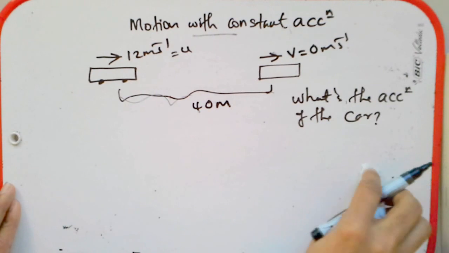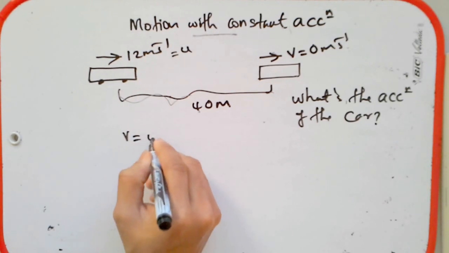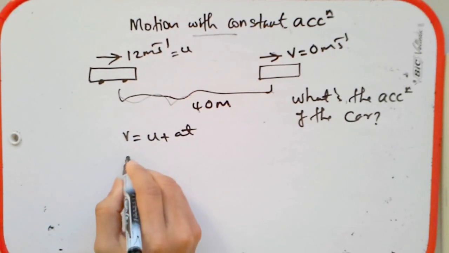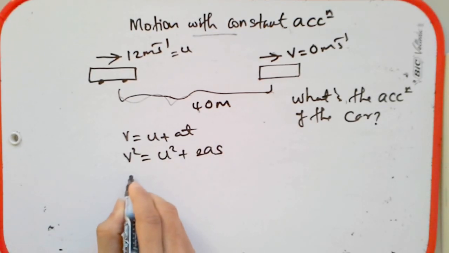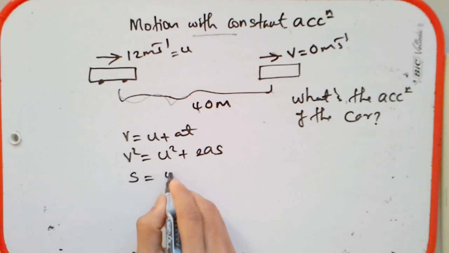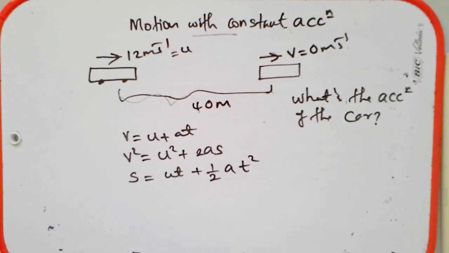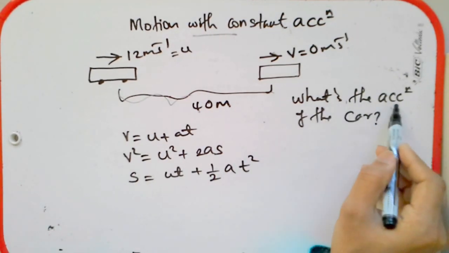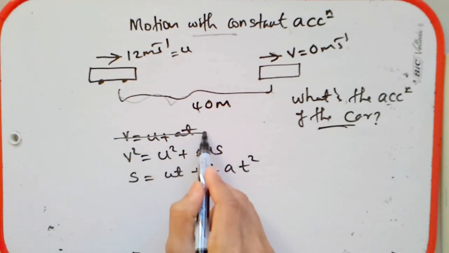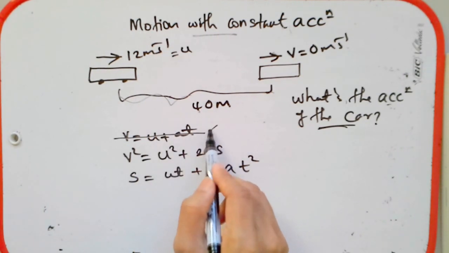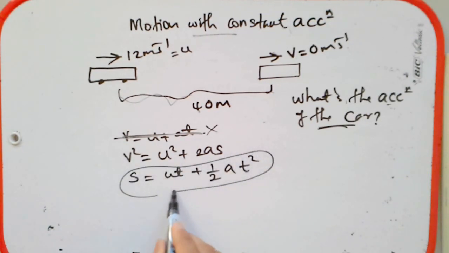So what would be the best equation? I will again recall: one is v equal to u plus at, the other one is v squared is equal to u squared plus 2as, and the last one s equal to ut plus half at squared. Here the question is, what's the acceleration of the car? We need to find the acceleration. So obviously I can't use this equation because distance is not involved in it, so I can cancel this one. What about this one? Can I use this one?